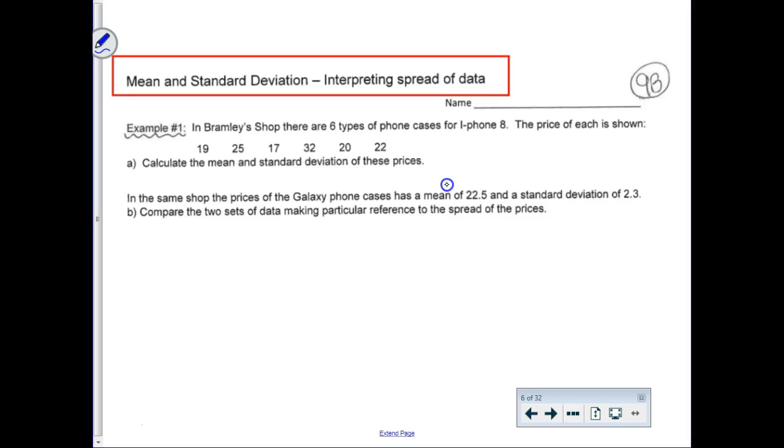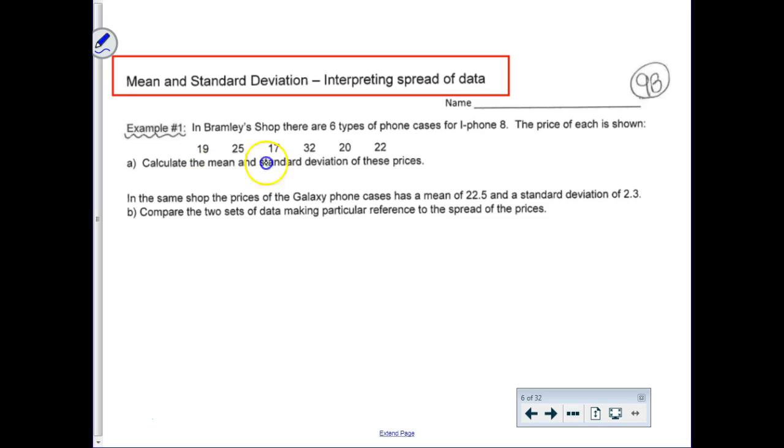So 9B to finish it is going to be your assignment. This first example we'll do together. Bramley's shop has 6 types of iPhone cases for iPhone 8, and the price is shown for each. I want you to calculate the mean, which we could easily do without our fancy stat menu. But then there's standard deviation, which you do not know how to calculate by hand.